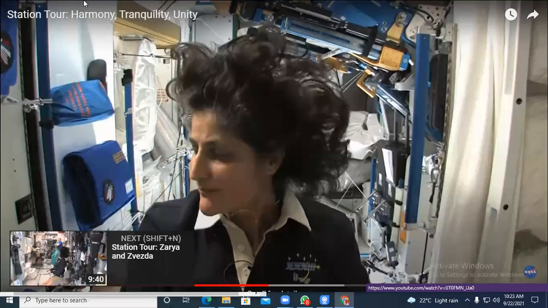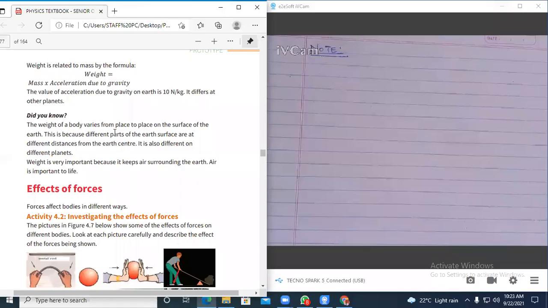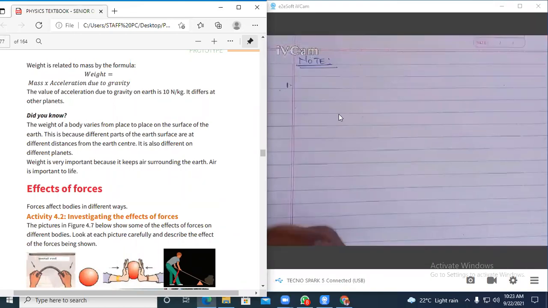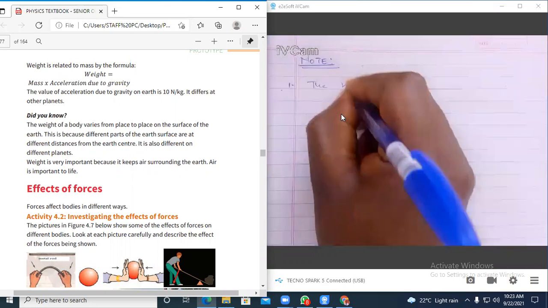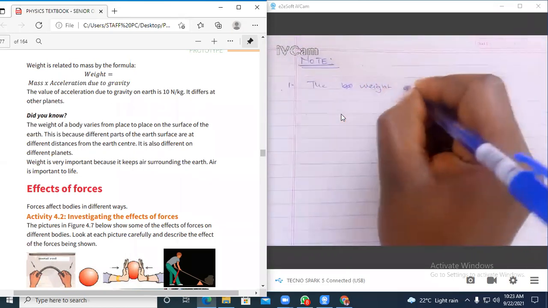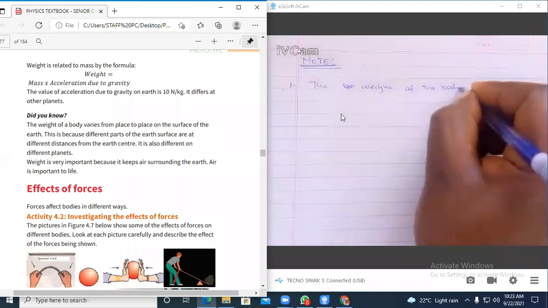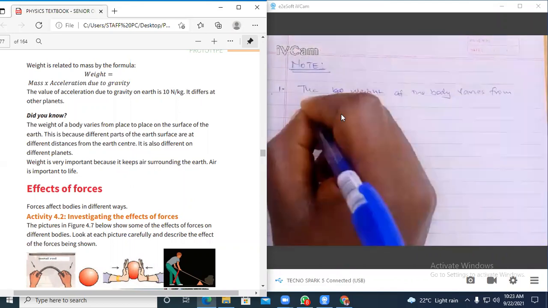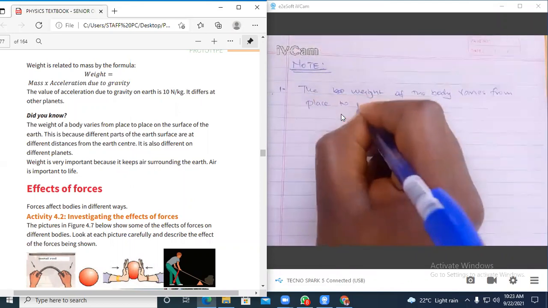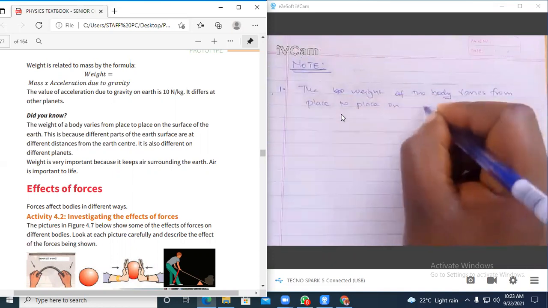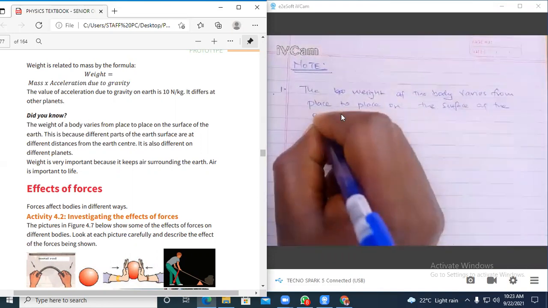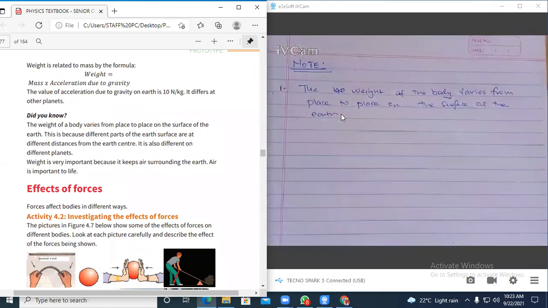Okay, so let us go back to our lesson. I know you wanted to see this. So note, number one. The weight of the body varies from place to place on the surface of the Earth. So on the surface of the Earth, the weight of the body keeps on changing.